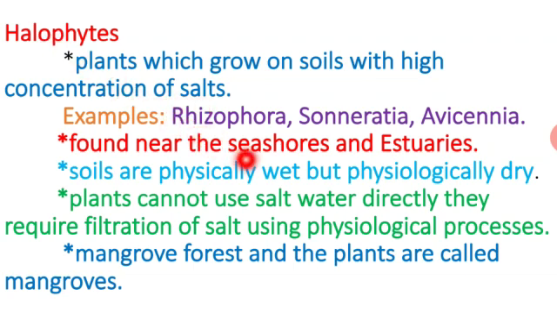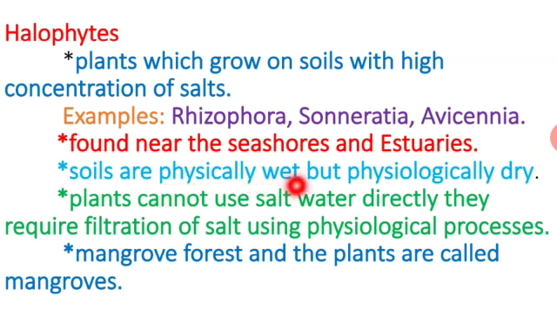You can see them in the seashores and estuaries; such high salt condition is needed for the growth of these plants. Examples are Rhizophora, Sonneratia, Avicennia. They are found near the seashores as well as estuaries. Such plants are called halophytic plants.